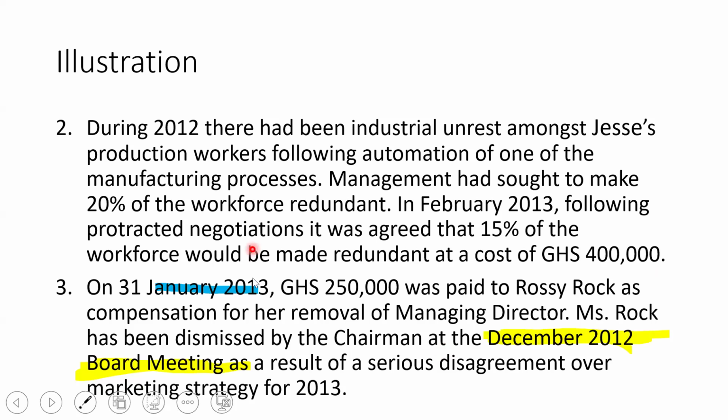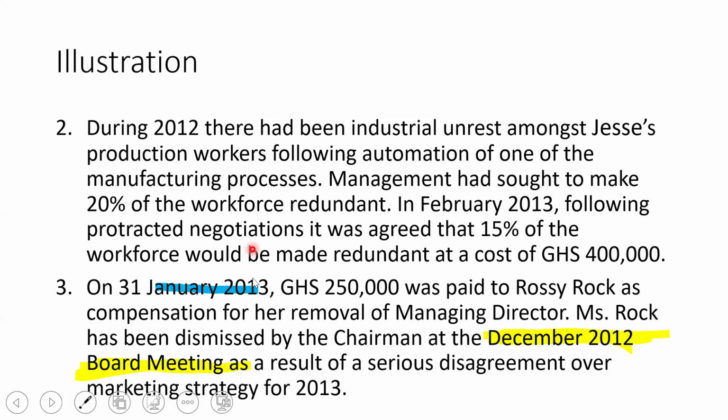Remember, we are preparing the financial statement to 31st December 2012. As at that time, no money has been paid to Miss Rock, so it can't affect cash. So we can only make a provision in the financial statement, a liability, a current liability. Yes, here it is a current liability because the money was paid in January 2013, a month after the reporting period.